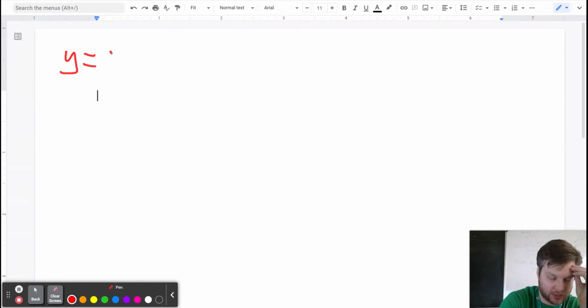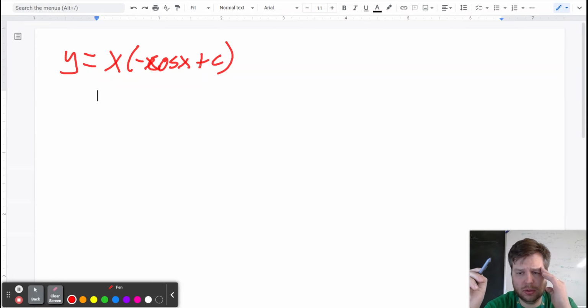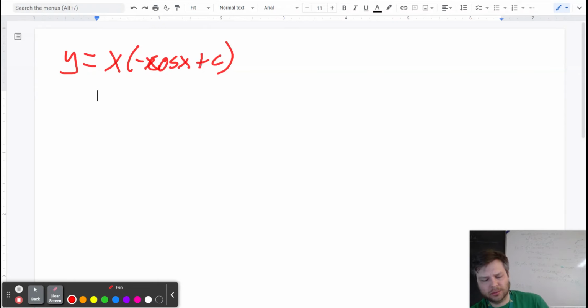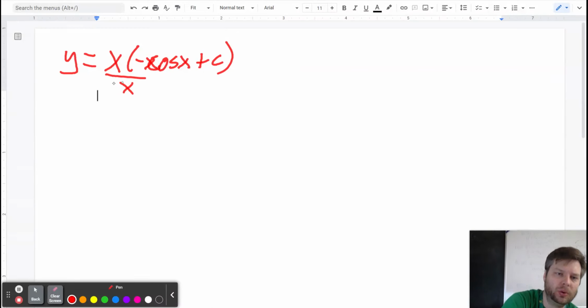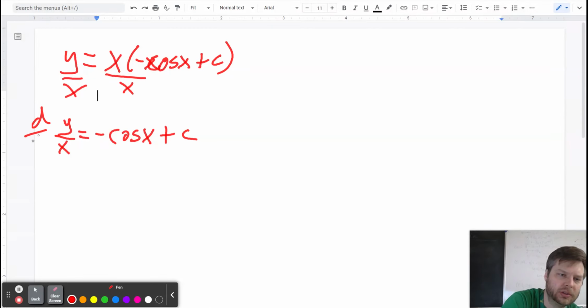So the textbook claims that, oops, that's a cosine x, that this is the solution to some homogeneous differential equation. I know that I could take the derivative here, but I know that the differential equation, when it's homogeneous, involves y over x. So I'm going to divide both sides by x, only because my goal in this video is to show that we can get back to a homogeneous differential equation.